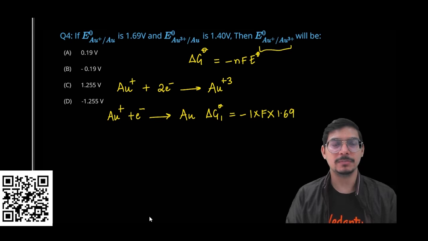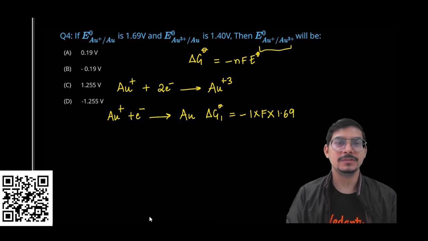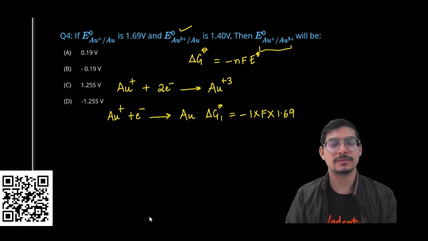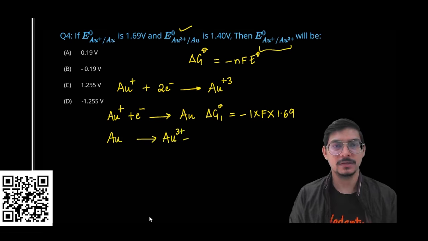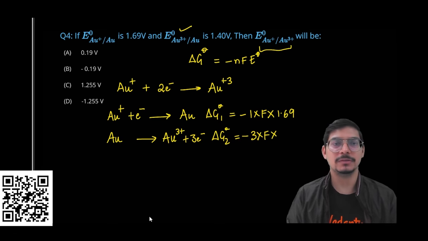Now I need Au3 plus on the product side, which means that I will reverse this equation. This equation says that Au3 plus plus 3 electrons gives gold, but we will reverse it and write it like this: Au gives Au3 plus plus 3 electrons, and here delta G naught would be minus 3 electrons multiplied by the Faraday constant. Now the reduction potential for the Au3 plus / Au couple is 1.40, but I'm writing the oxidation reaction, gold getting oxidized to Au3 plus. So the potential will change its sign, which means that the value would be minus 1.40.